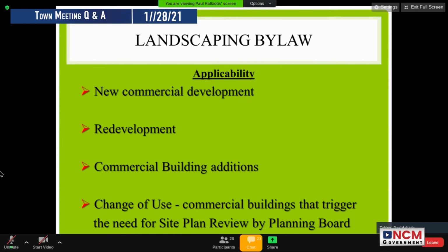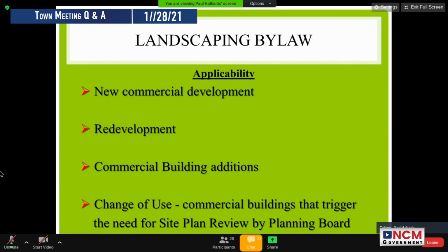The landscape bylaw is going to be applicable to, in effect, new commercial development, redevelopment, big commercial additions, and changes of use of buildings that trigger the need for a site plan review from the planning board. So if this passes at town meeting, the commercial property owners don't have to go out and start planting more trees and bushes.